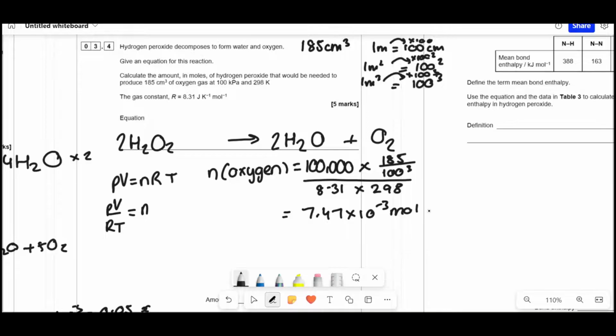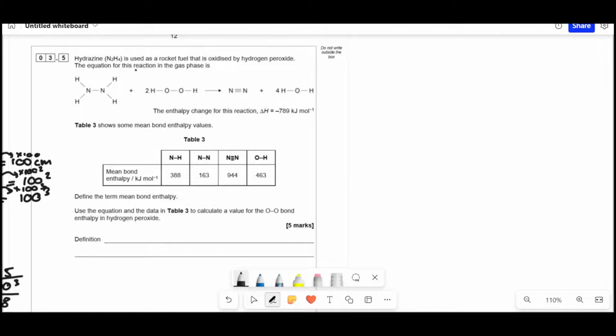But again, don't just blindly calculate it. Think, what am I going to do with this next? What does this belong to? This is the moles of your oxygen. So that must mean, if you look at the equation, the moles of H2O2 must be 2 times your answer, which is 0.0149 mole.